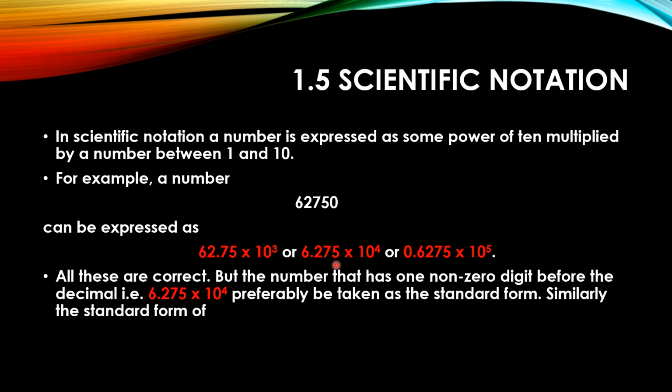So the value will become 6.275 into 10 raised to the power 4, which is a standard form. Similarly, if we are having a very small value, we need to move the decimal from left towards right, and we need to place that decimal after the first non-zero digit, which is 4 here, and the total number of digits between are 4. So we will write 4.5 into 10 raised to the power 4, but with negative sign.